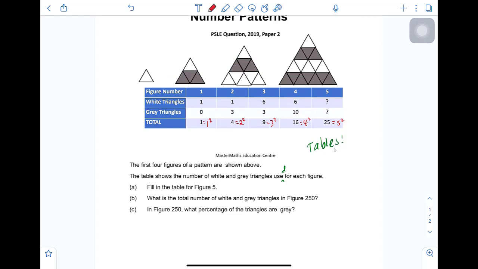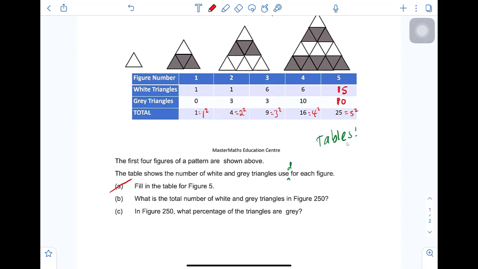So over here, we will know that there should be 10 grey triangles, which means there will be 25 minus 10, there should be 15 white triangles. Because the total is 25, minus away 10, that's how you get 15 white triangles. First one is done. Part B.